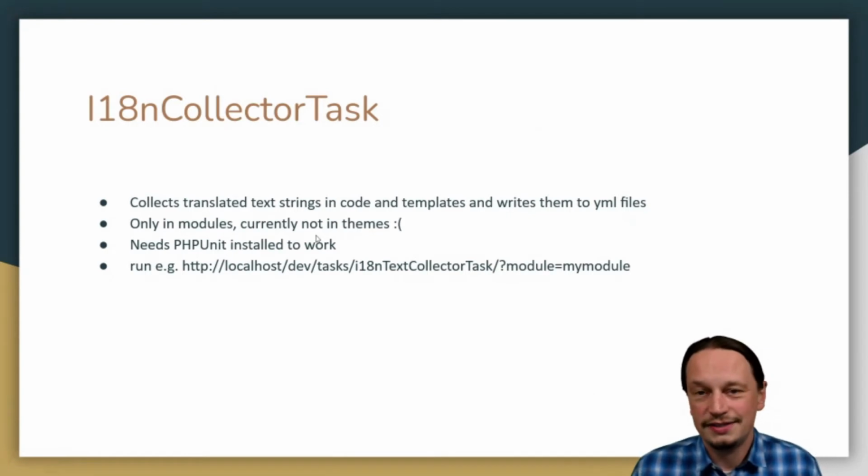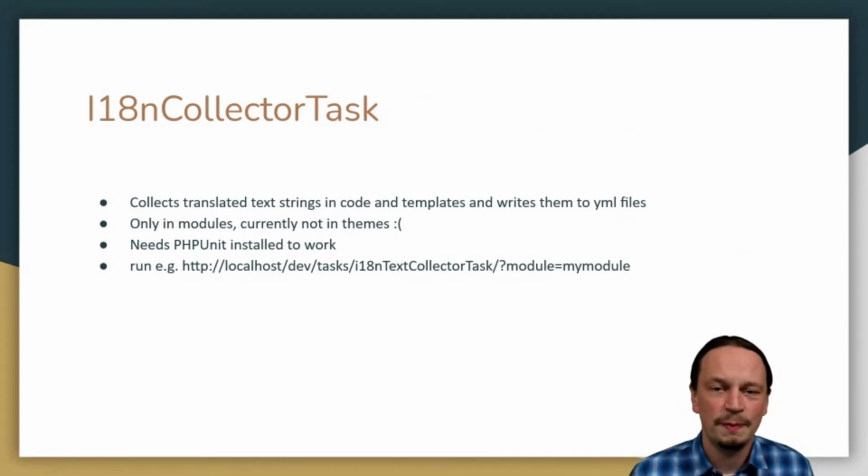So when we add all these translation strings in our code and in our templates, we somehow have to add them to our main source language files, to our en.yaml. This can either be done manually, or when you don't have time to do it manually, there is a task for it, the i18n text collector task.